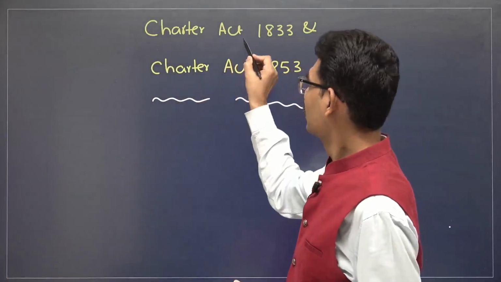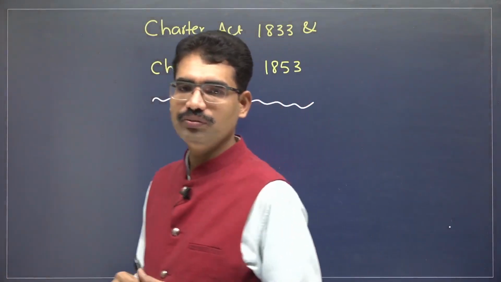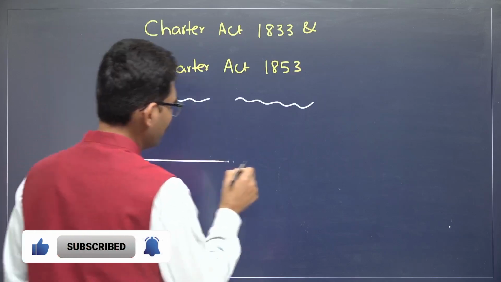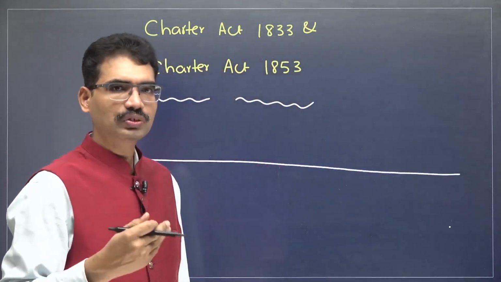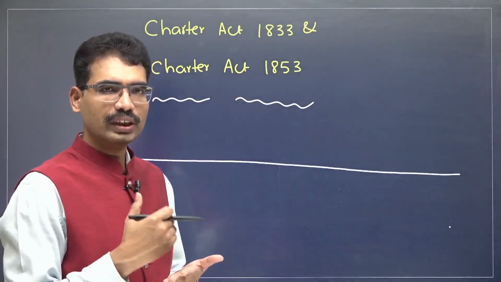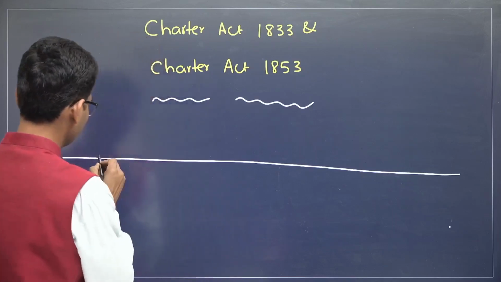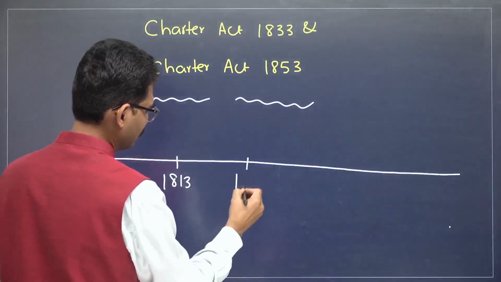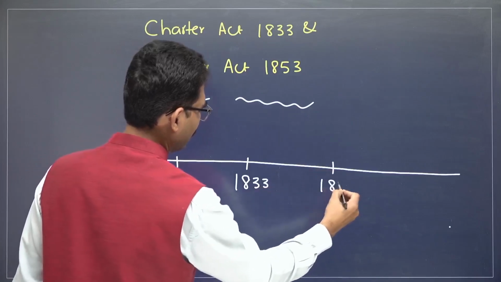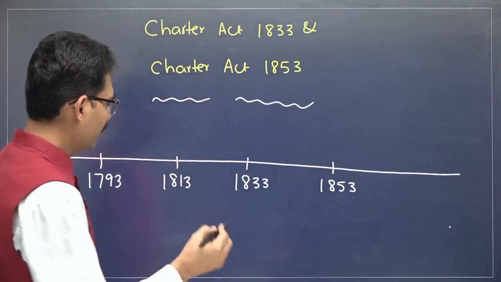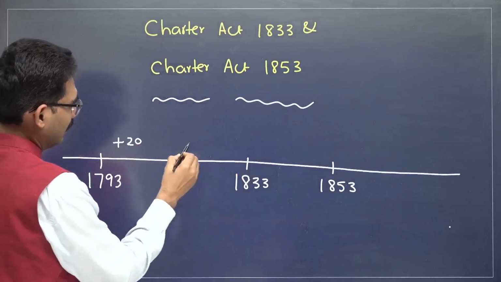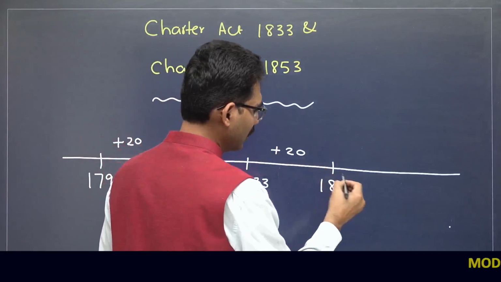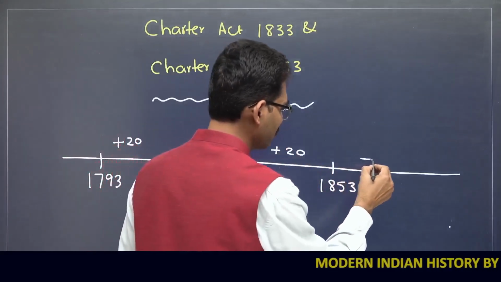In this class, we will study Charter Act 1833 and Charter Act 1853. In the previous class, I explained that the East India Company used to get monopoly rights, or the license, for every 20 years. The 1793 Charter Act, 1813 Charter Act, 1833 Charter Act, 1853 Charter Act. Every time they gave the license, they extended it by 20 years. But the only difference now in 1853 is that they did not specify any number of years.